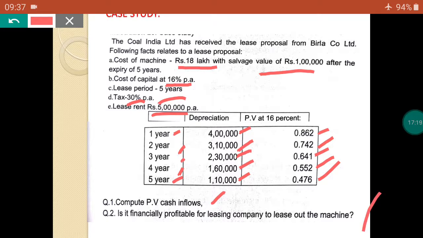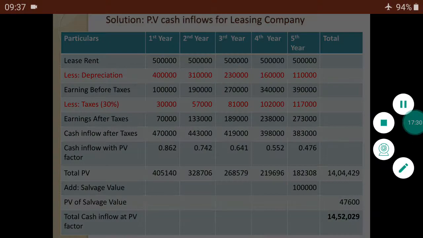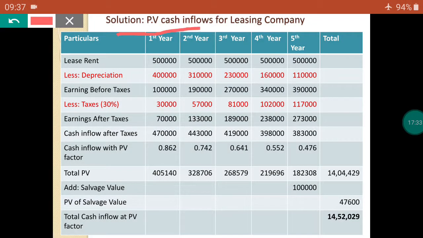Okay, we will solve the first. Compute the present value of cash inflow. After that, we should recommend. See the solution. Present value cash inflows for leasing company. First year, 5 years are there. First year, second year, third year, fourth year, and fifth year. Now they are given lease rent is 5 lakh every year. You take 5 lakh.